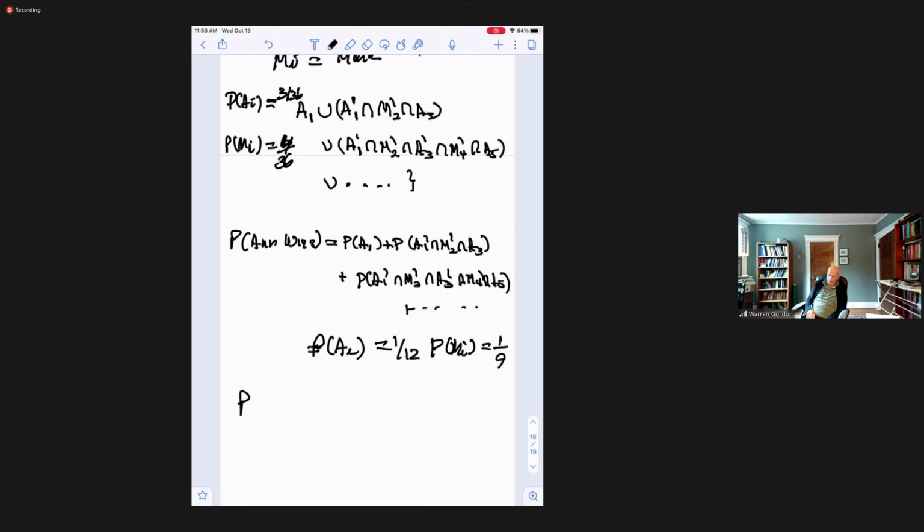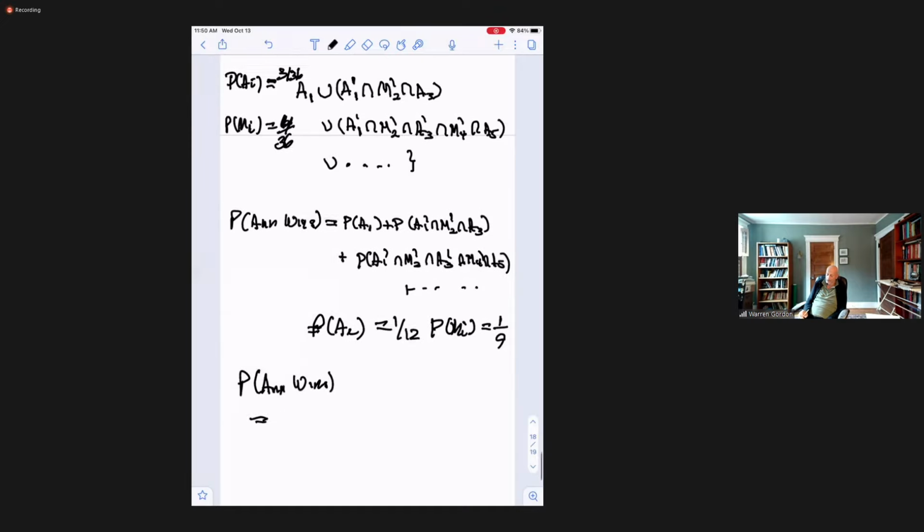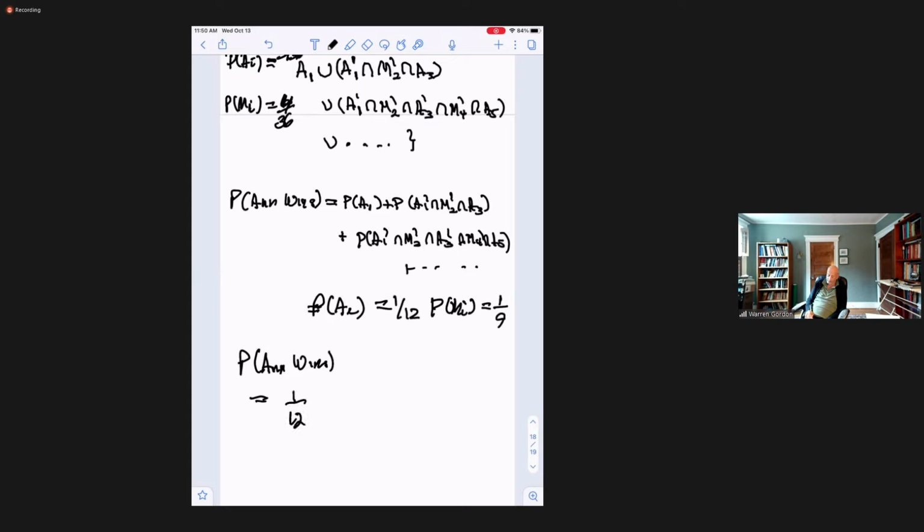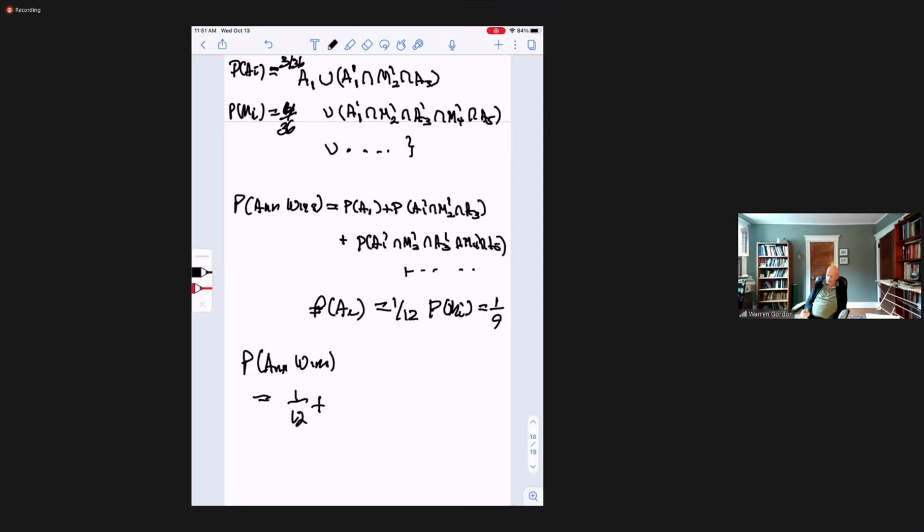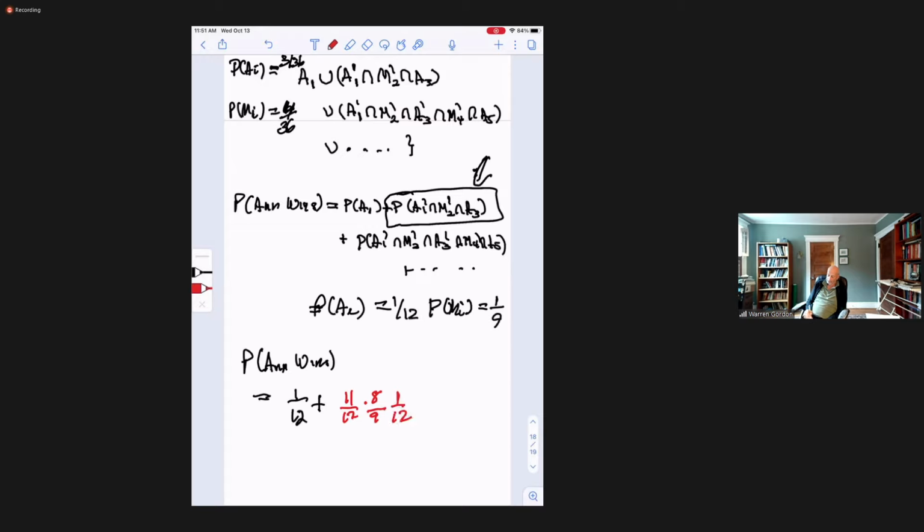So the probability that Ann wins is equal to, well, P of A1 is just 1/12. Now look at this term. That's equal to the product of their probabilities. So P of A complement, what is P of A complement? It's 11 out of 12 times 8 out of 9 times 1/12, plus, now I'm doing this one up here.